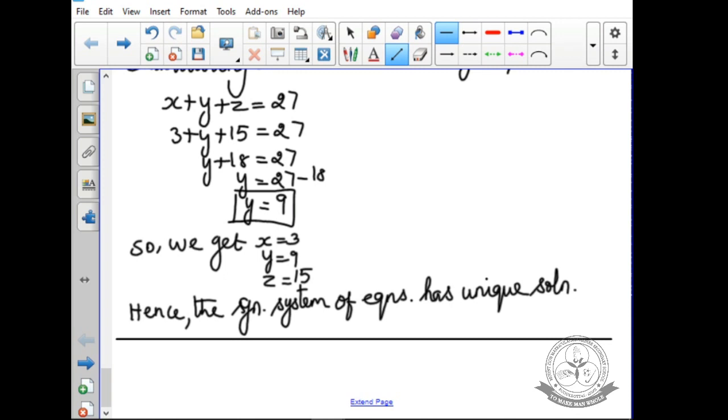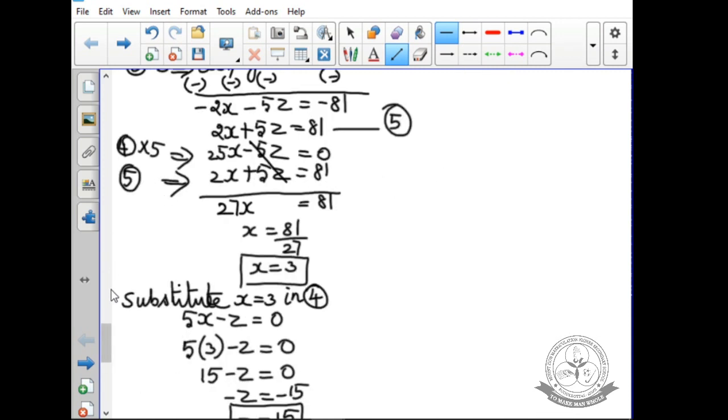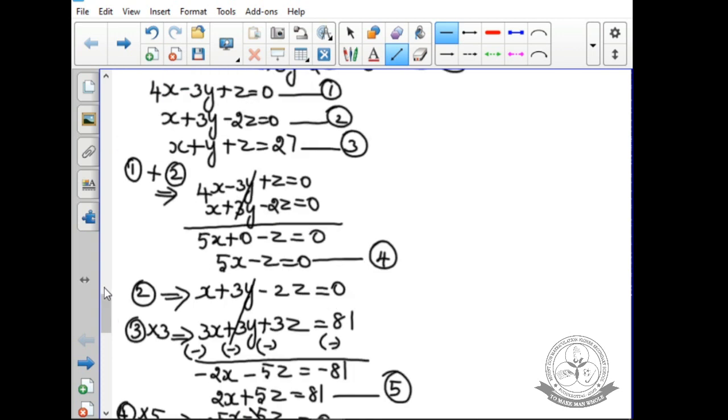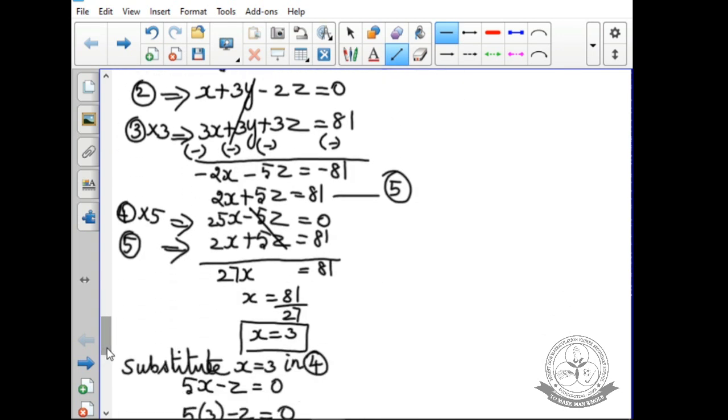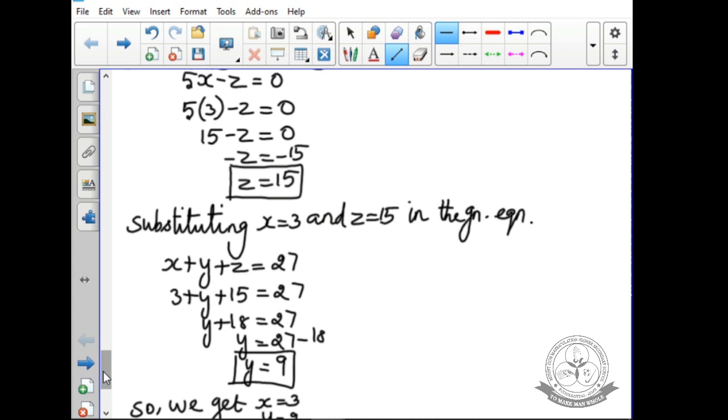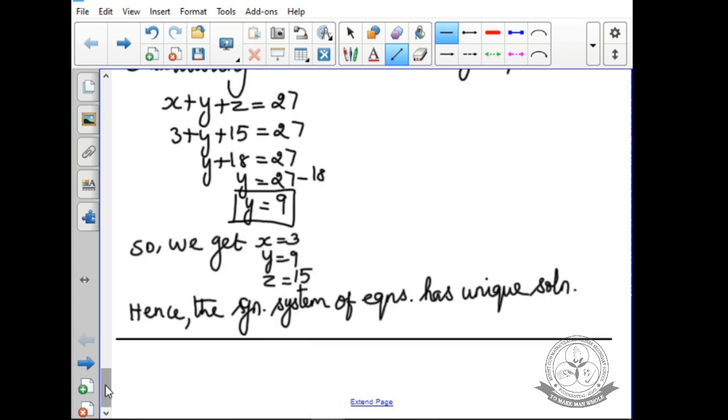So once again, check this one. It is the same as the first subdivision. You have to take the first two, then the next two, then form the equations. By solving with the third equation, you get the values for x, y and z. So we are able to get the answer. It has a unique solution. So this is known as discussing the nature of the solutions.